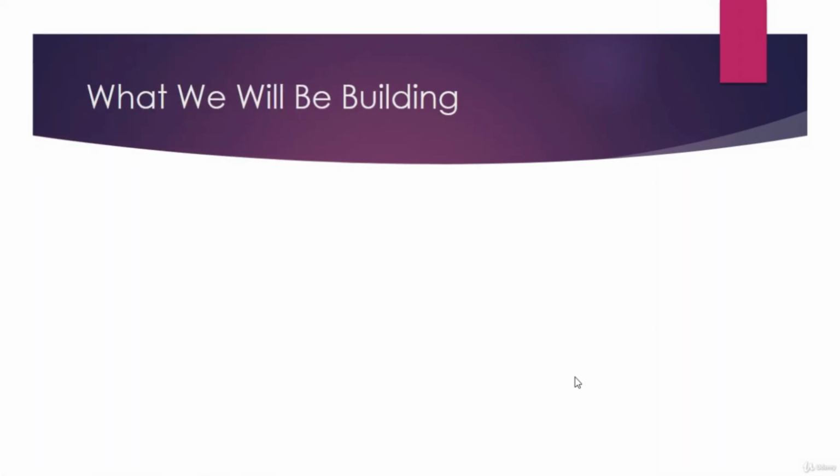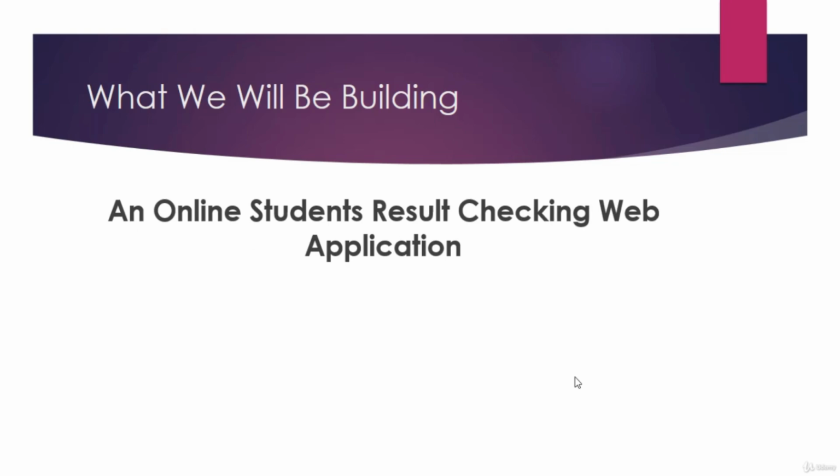Now what are we going to be building in this particular course? We're going to be developing an online student result checking web application with PHP. And the features of this application, number one, is we're going to be developing an intuitive student and admin dashboard. So both students and admin are going to have their own dashboard. When the student logs in and finds themselves in the dashboard, they will be able to check their results.